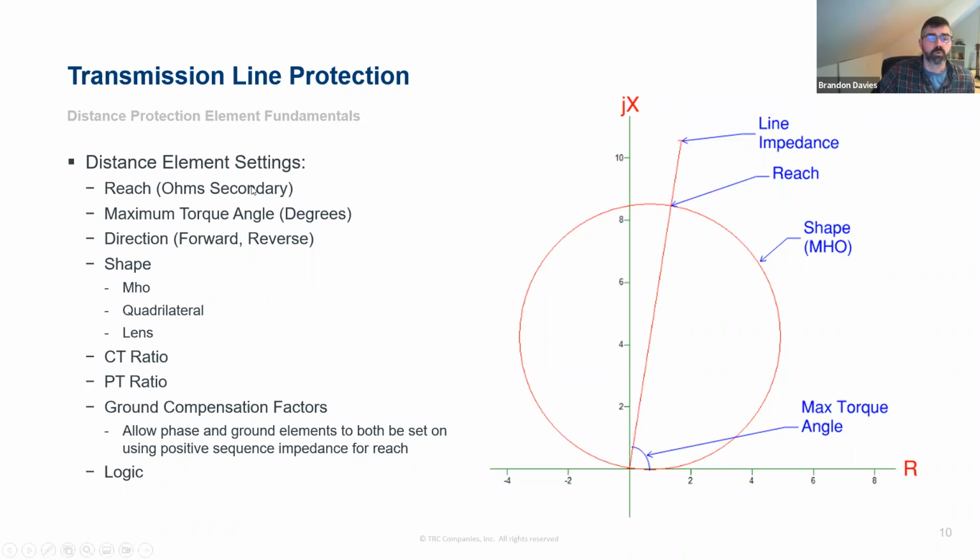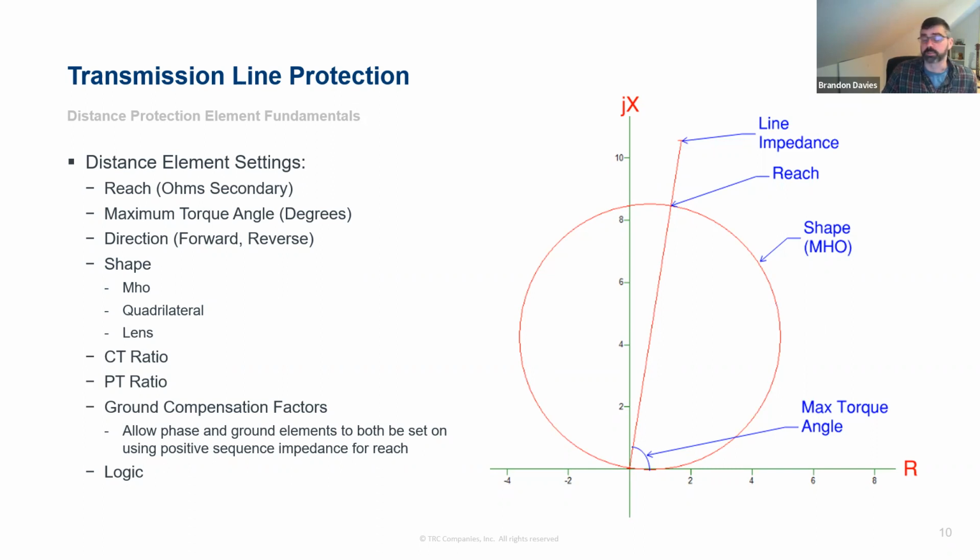So when we go to set distance elements, we're setting them based on a reach, which is, how far do I want the relay to look? How many ohms do I want the relay to look into the system? And that's generally set as a percentage of the line impedance. So this is an under-reaching element. Impedance plotted inside the circle will be an operate for that element. That's where it says, I'm going to assert, or I'm going to time, or whatever. And any impedance falling outside the circle is going to be a no operate. So it's saying that's not something that I'm going to operate for.